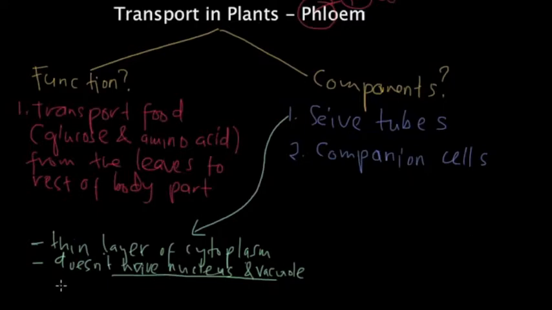The next thing you have to know about the sieve tubes is that it also doesn't have many of its organelles. Not like the normal plant cell, where you can find a lot of organelles like mitochondria, endoplasmic reticulum. For these sieve tubes, it has lost many of its major organelles, especially nucleus and vacuole. You cannot find them; they are absent in sieve tubes.